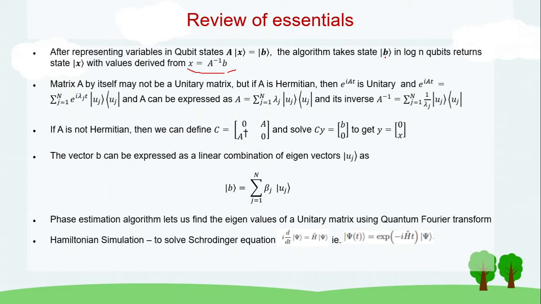Suppose you have two states, you need only one qubit. If you have 4, you need 2 qubits. Suppose if you have 3, you may have 2 qubits, and then you have to do a little bit of modification to make use of the algorithm.